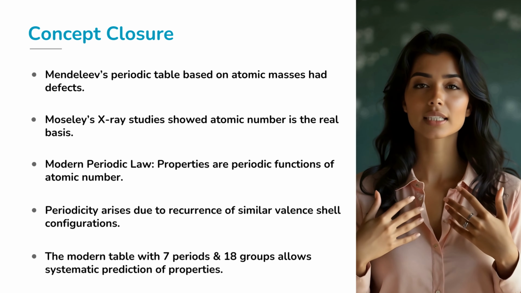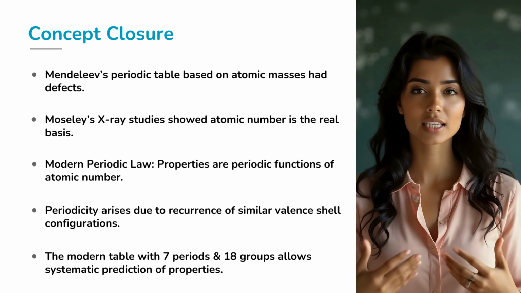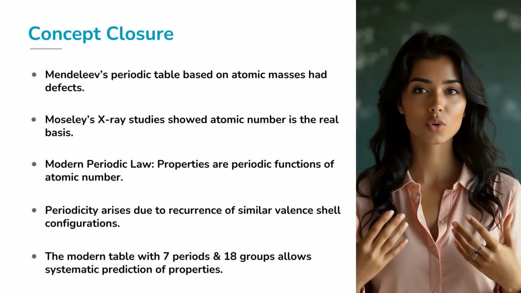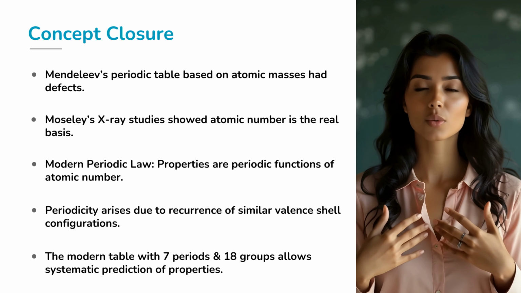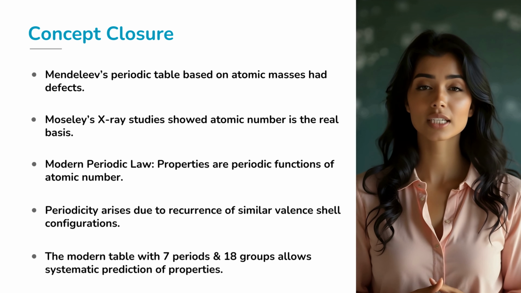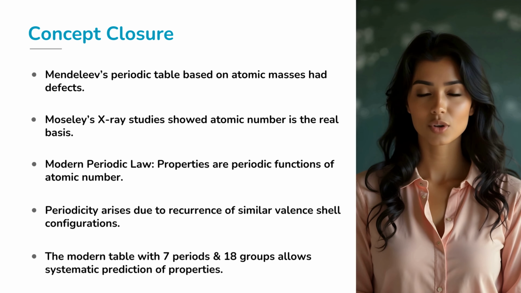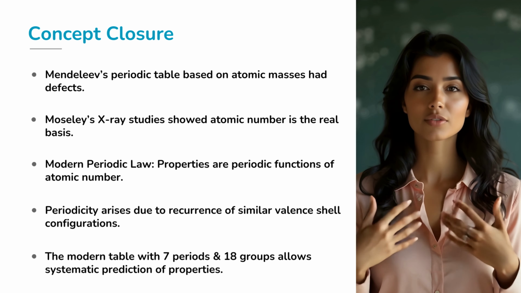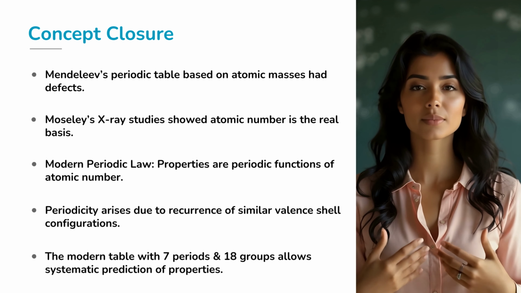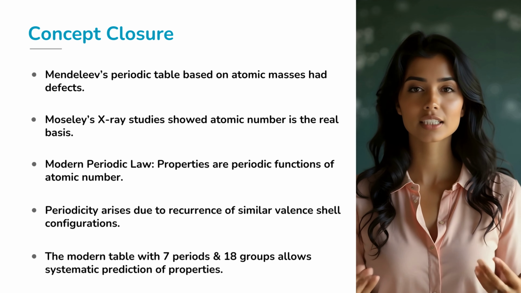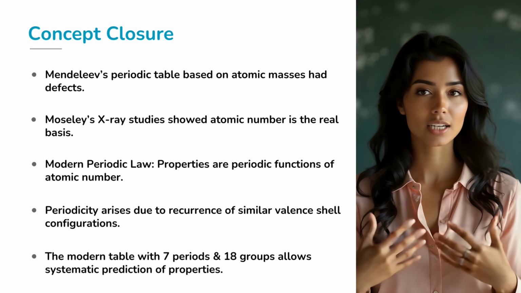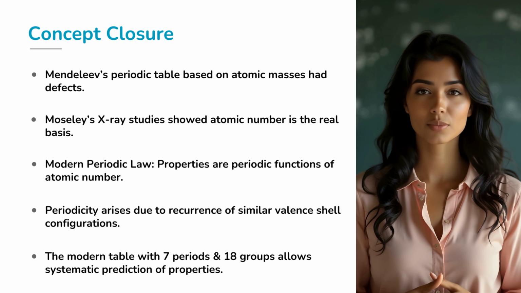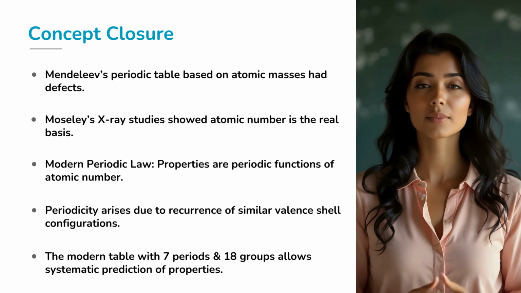We started by seeing the defects in Mendeleeff's periodic table, such as the wrong placement of iodine and isotopes. Then we explored how Henry Moseley's discovery of atomic number as the true basis of classification solved all anomalies and led to the modern periodic law: the physical and chemical properties of elements are periodic functions of their atomic numbers. We saw that periodicity arises from the recurrence of similar valence shell electronic configurations, giving rise to trends in atomic radius, ionization potential, and electron affinity.